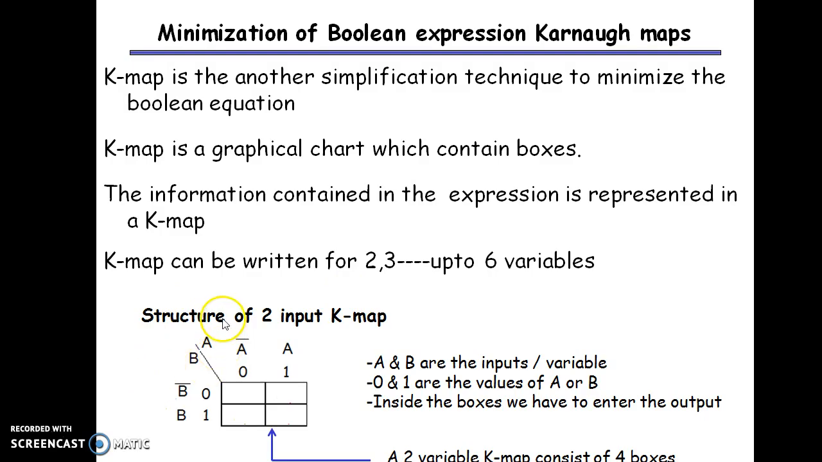Here we can see the structure of a 2 input K-map. There are 2 variables, A and B. Both variables can have the values 0 and 1. These are the inputs or variables, and the values are 0 and 1. Inside the boxes we enter the output. In the 2 input K-map there are 4 boxes, because for 2 inputs we have 4 combinations: 0 0, 0 1, 1 0 and 1 1.